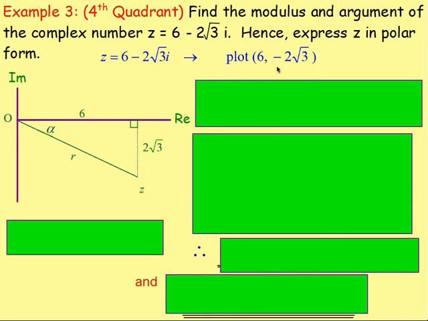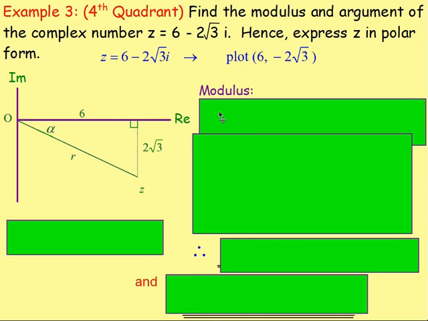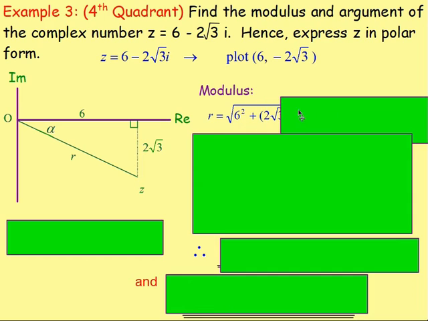Because you've got 6, negative 2 root 3, you would go along 6 and then go down 2 root 3. Rather than writing negative 2 root 3, it's the length of the line that I'm looking at when it comes to tan theta. So it's negative, so you're going down, but I'm not actually writing that negative in. And you know z would be over here. The length OZ is known as the modulus, and you would have r equals.